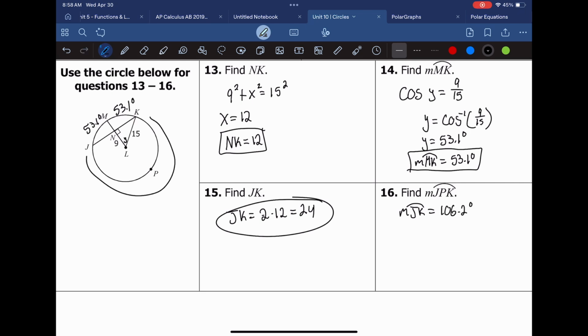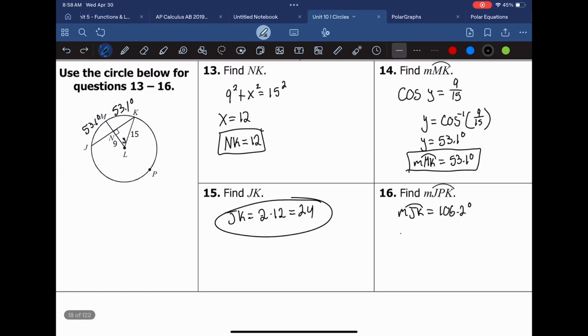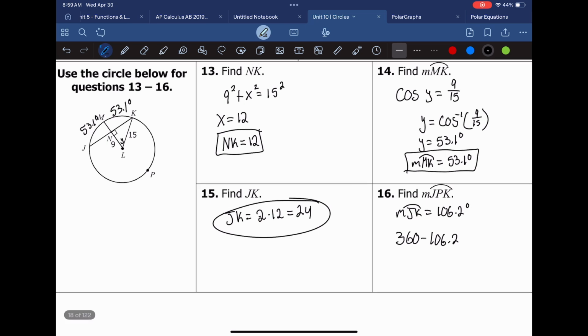Now, if we wanted the other part of the circle, the part of the circle that we're not talking about, we're going to do 360 minus that 106.2. Again, I'm going to use my calculator here. I'm not going to be able to do that in my head right now. Whoa, I accidentally typed 406. That's way too big. 360 minus 106.2 is 253.8, I believe. Right? So the measure of arc JPK is 253.8 degrees. There you go. Circle your answer. And that's really it. That's how you do those last 4 problems.